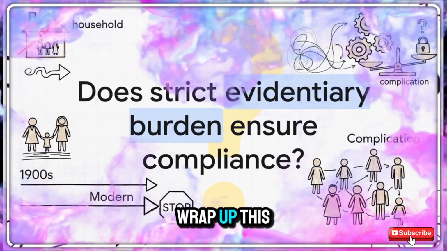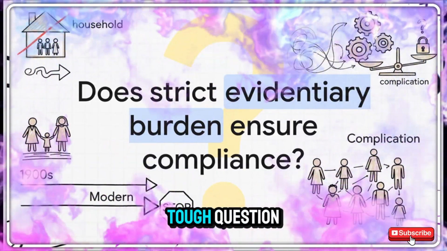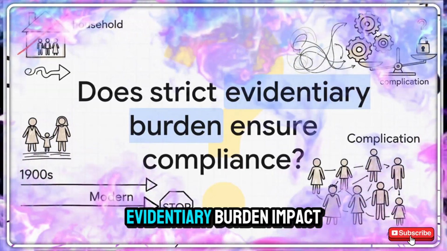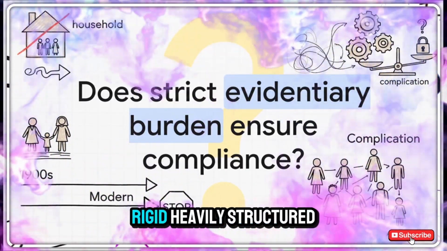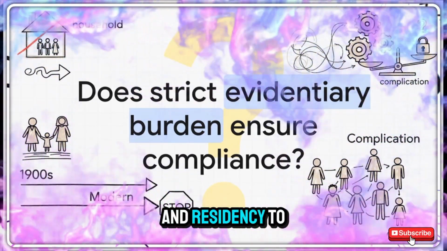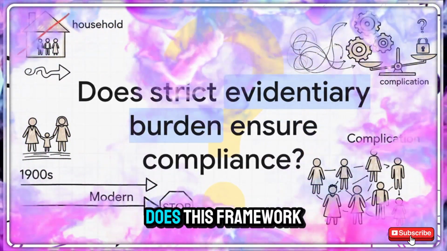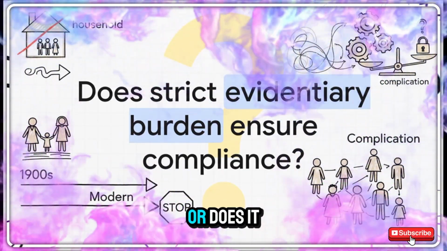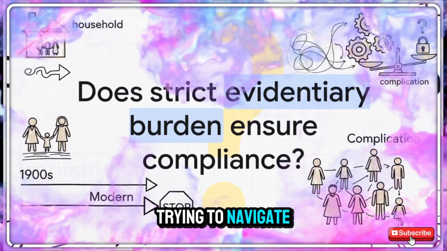So as we wrap up this explainer, we really have to look at the macro picture and ask a tough question. How does this incredibly strict evidentiary burden impact overall compliance? By applying these rigid, heavily structured definitions of household and residency to highly fluid modern family dynamics, does this framework actually efficiently protect the system from fraud? Or does it just overwhelmingly complicate the lives of people who are honestly trying to navigate it?